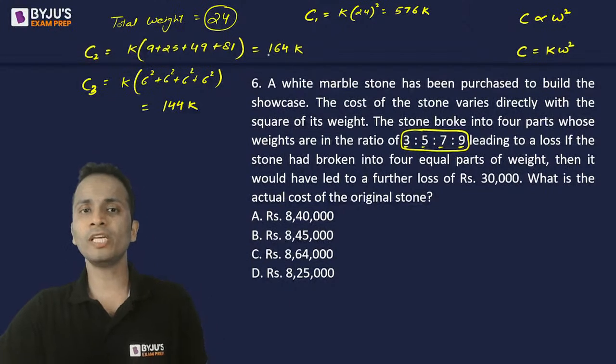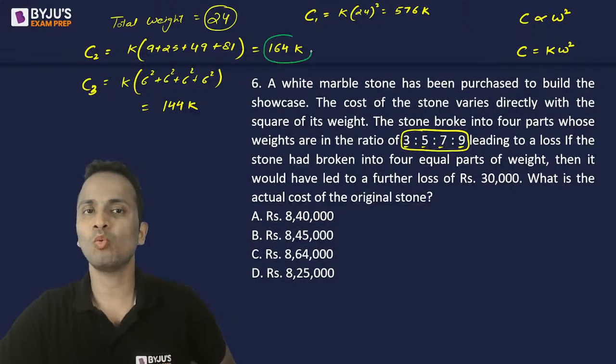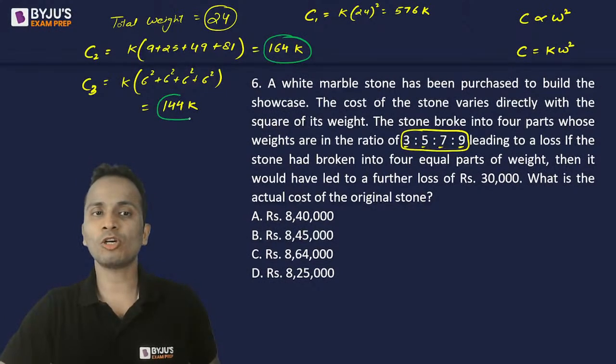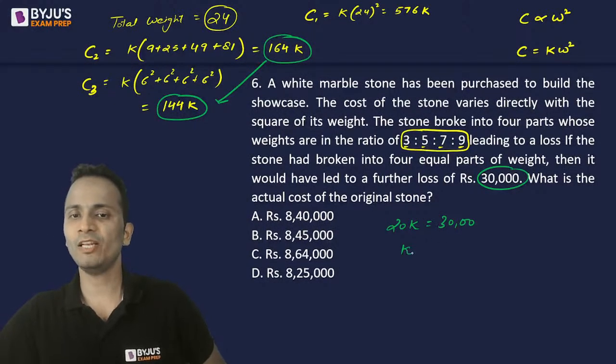Now, if the stone is broken into the ratio 3, 5, 7, 9, the cost would have been this. And if it is broken into four equal parts, the cost is this. The difference between these two costs is 20K, and that is given as 30,000 in this question. So the value of K comes out to be 1500.